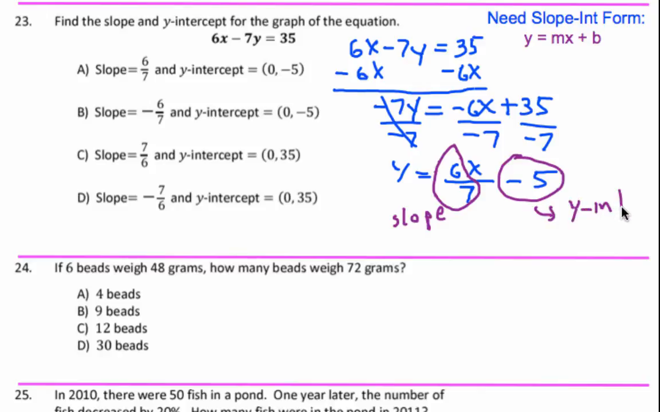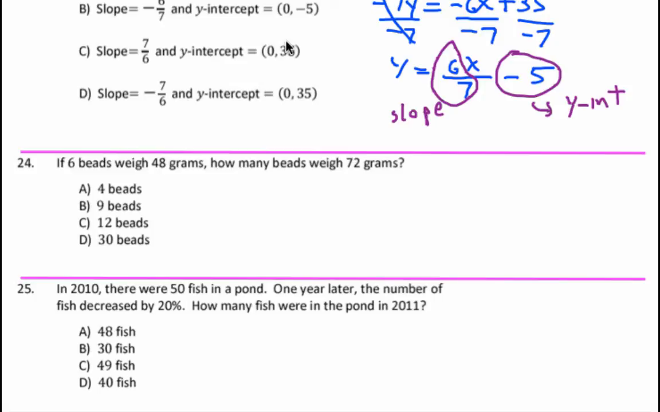So if we look at the choices, we see the answer is choice A, with a slope of 6/7 and a y-intercept of 0, -5.